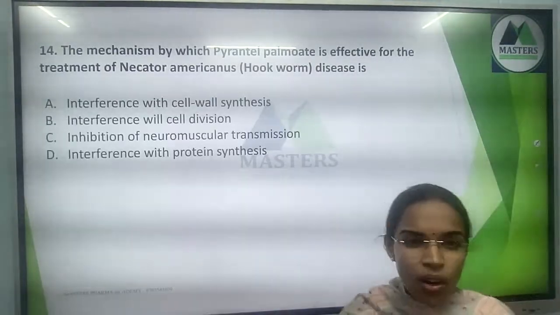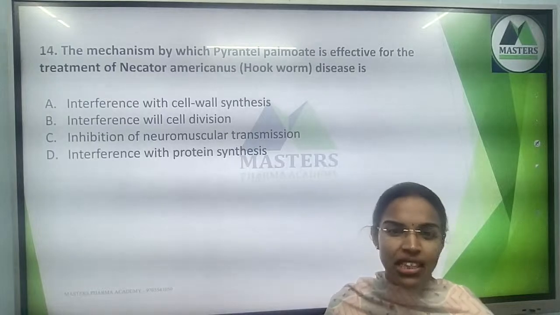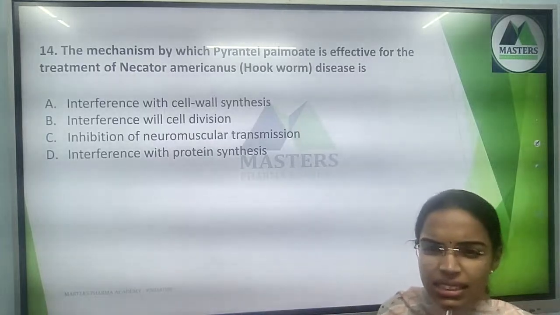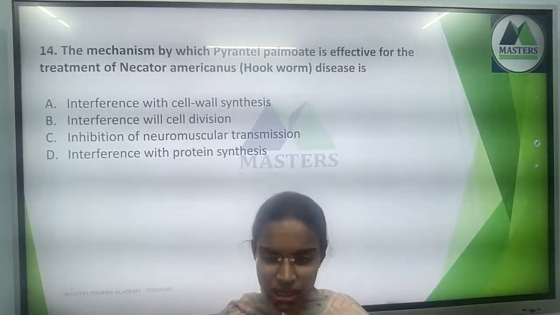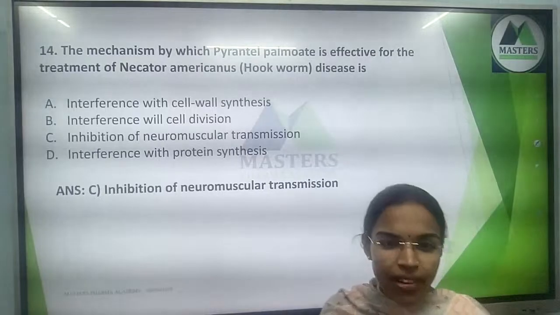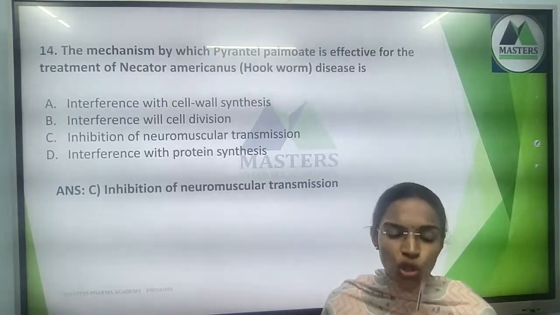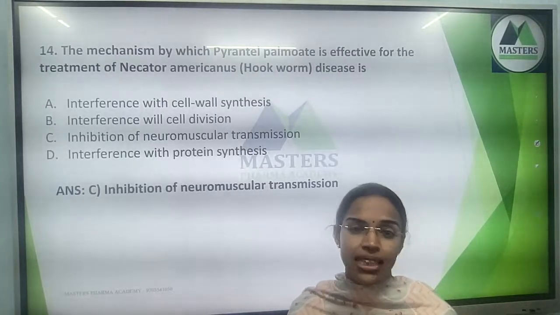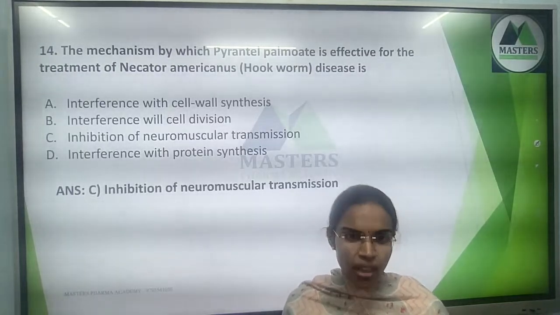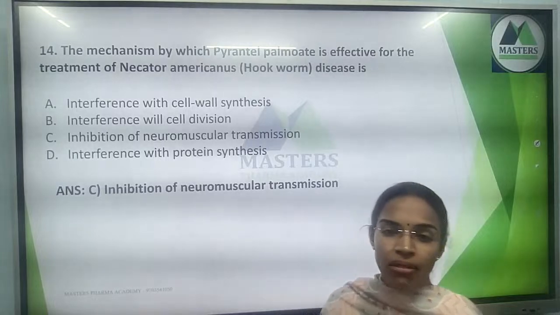The options are: it interferes with cell wall synthesis, it interferes with cell division, it inhibits neuromuscular transmission, and option D, interference with protein synthesis. The right answer is option C. It acts by inhibiting neuromuscular transmission. Pyrantel pamoate is effective in hookworm disease by depolarizing the neuromuscular junction in nematodes. Very well answered.